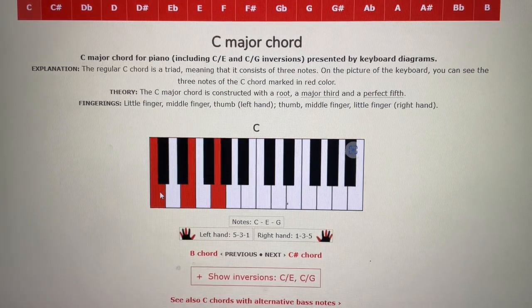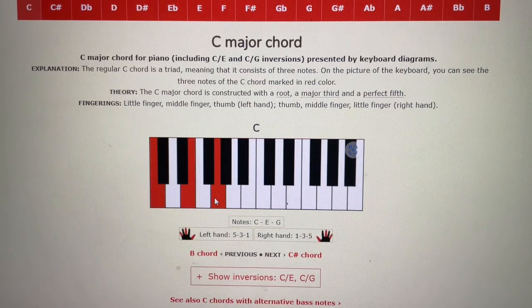So we have C, D, E, F, G. And we're playing what's called a triad. Triad is three notes. So C is the first note. We miss number 2. 1, 2, 3 is E. We miss 4 and 5 is G. C, E, G. If you play those three notes on your keyboard, that will be the same sound as playing the guitar C.